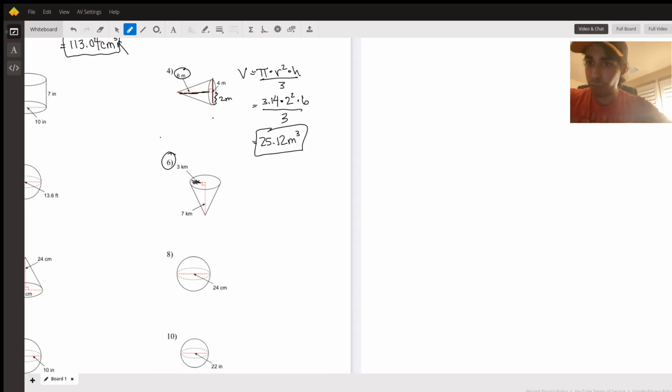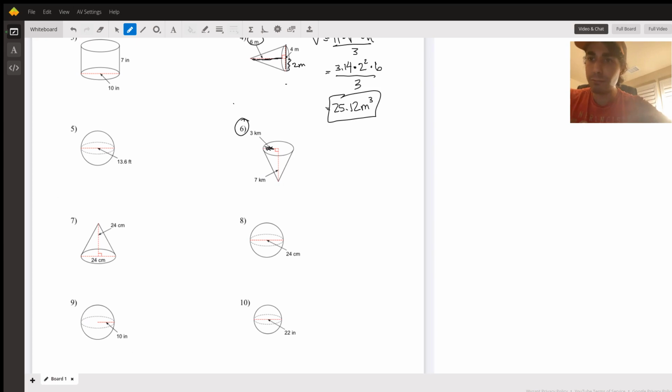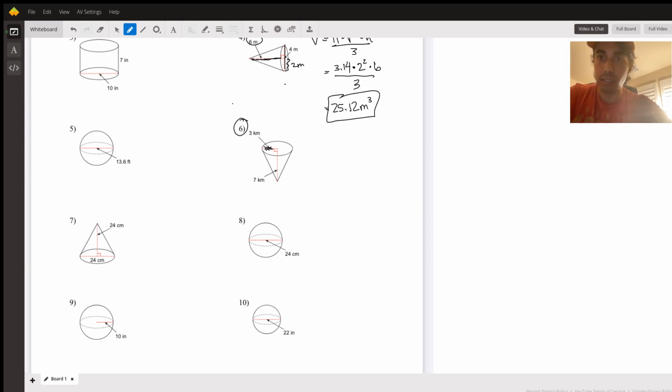All right. So number 4, number 6, and number 7, those are your cones. So it's going to be the same type of thing. And then 5, 8, 9, and 10, those are all your spheres. So we're going to do one of those. I'll do number 5 here. So volume of a sphere, again, is 4/3 times pi times the radius cubed. And we'll just go ahead and straight plug everything in. 4/3 times pi. Again, pi is 3.14 times the radius cubed.